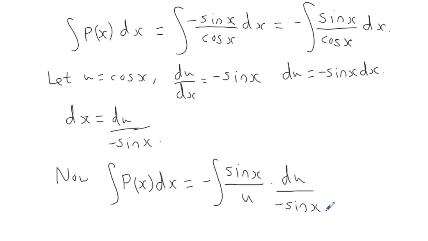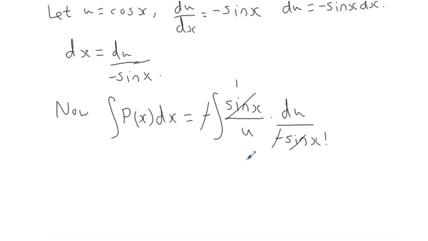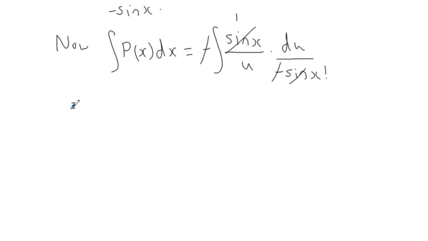Okay, so looking at that, the minus signs cancel each other out, very friendly, and so do the sine x's, 1, 1. So we're just left with the integral of 1 over u du, which equals ln u. Remember, for the integrating factor, we don't need to worry about a constant of integration. So it's ln of the absolute value of u, which equals ln of the absolute value of cosine x.